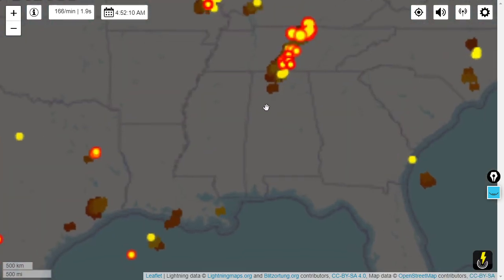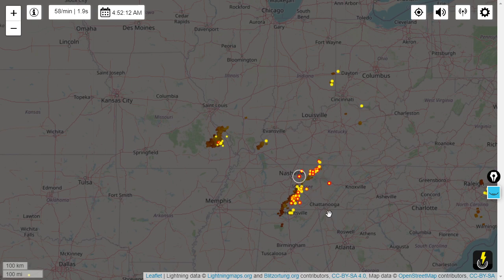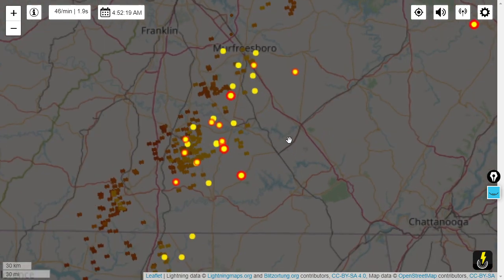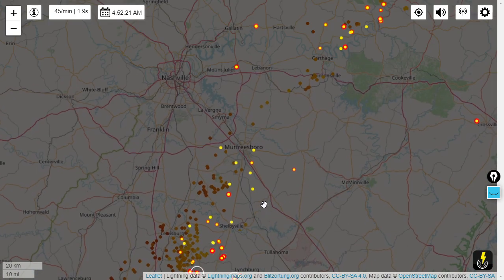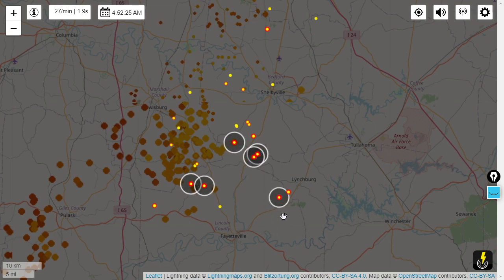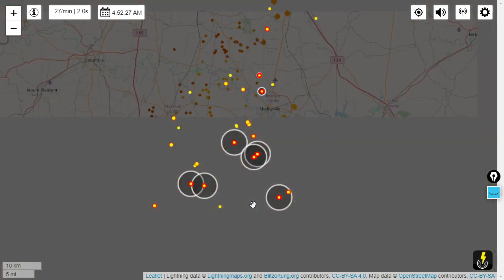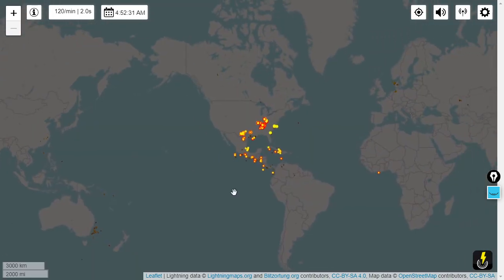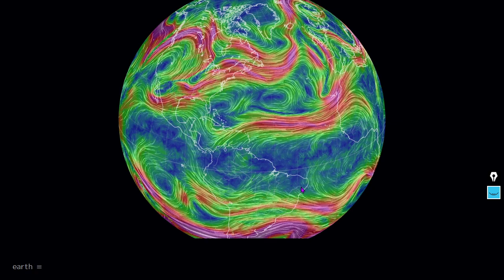We've also got some lightning here in the Nashville region, in between Nashville and Chattanooga. Seeing some active thunderstorms there, near Lynchburg and Lewisburg. And there's your global lightning map.